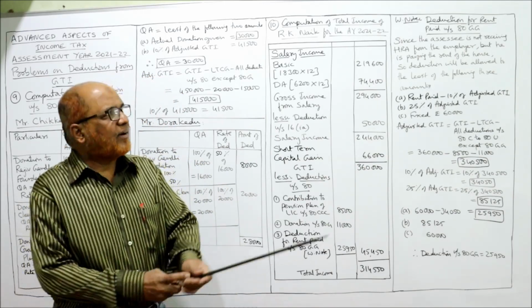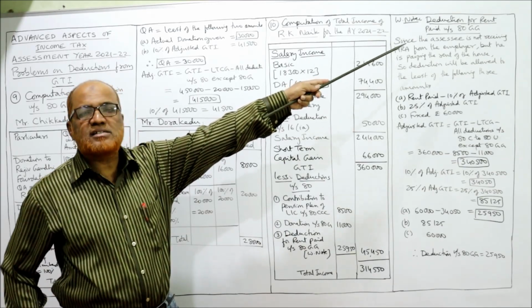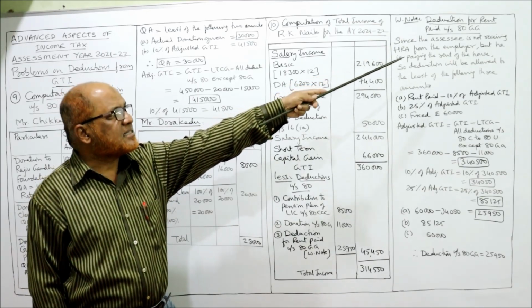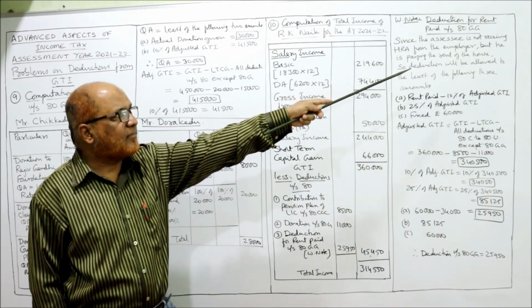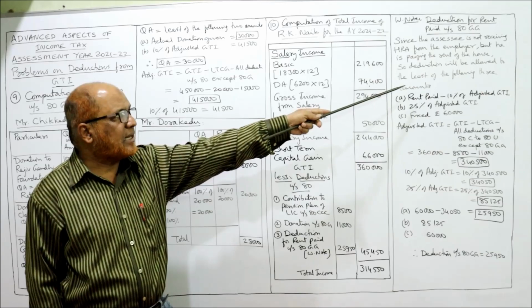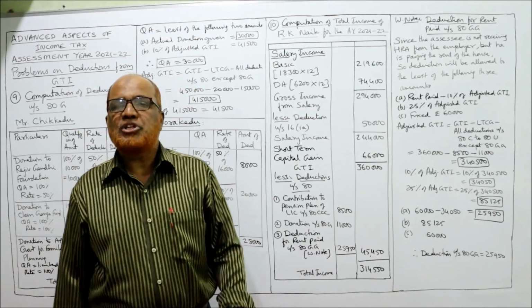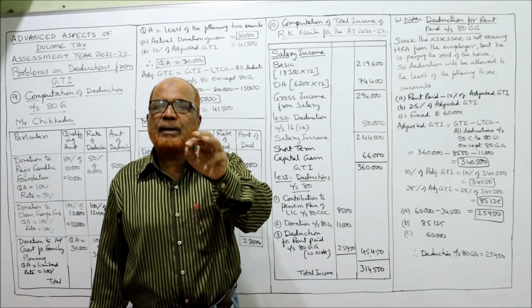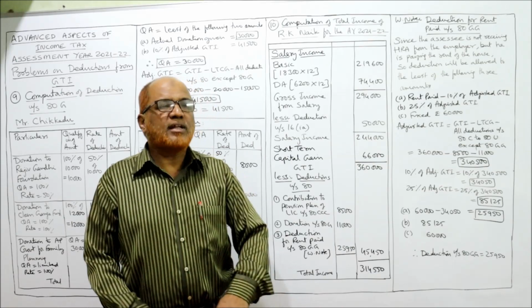So in the working note you should write down deduction for rent paid under section 80GG. Since the assessee is not receiving HRA from the employer but is paying the rent of the house, deduction will be allowed to the least of the following three amounts. The Income Tax Act has given the provision. The least of the three will be allowed as deduction under section 80GG. What are the three amounts?